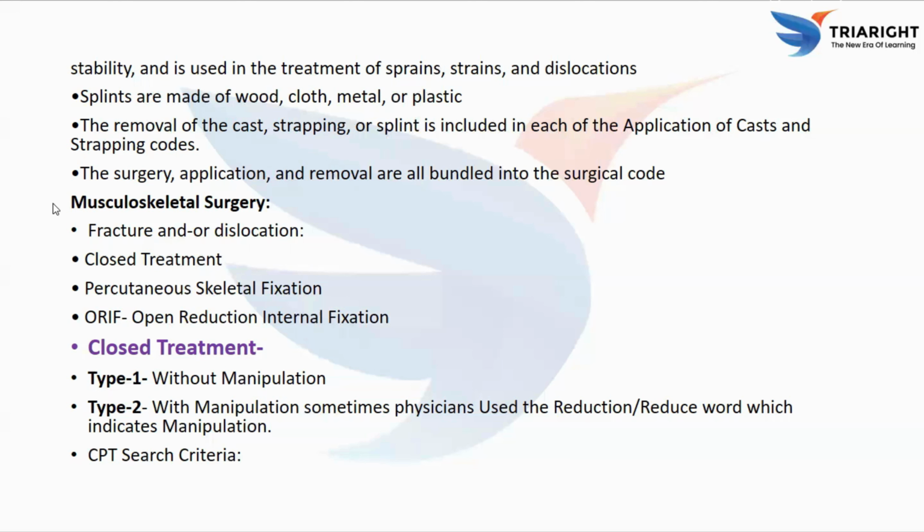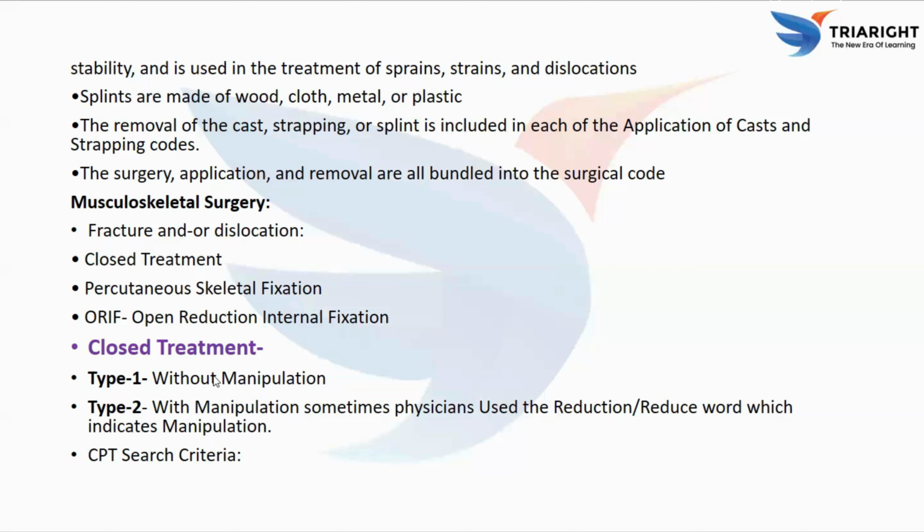Next is musculoskeletal surgery, fracture and/or dislocation, and the main treatment categories. When coding fractures or dislocations, look for how the bone was treated, whether it's closed treatment, percutaneous skeletal fixation, or ORIF. ORIF means open reduction internal fixation. The first is closed treatment. What is closed treatment? There is no surgical incision, and bone alignment may or may not be corrected manually. This is often followed by casting or splinting.